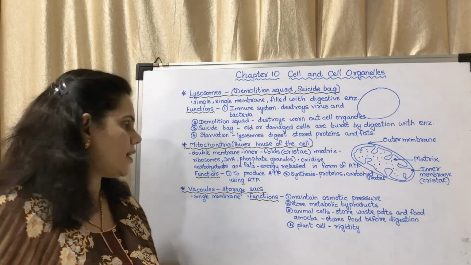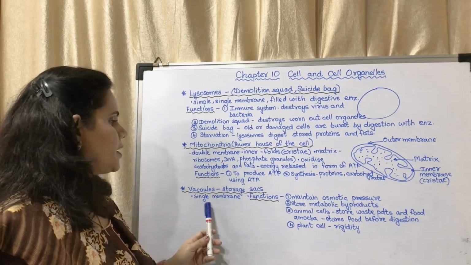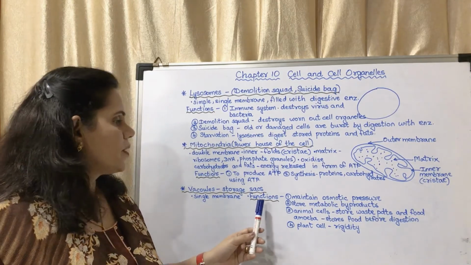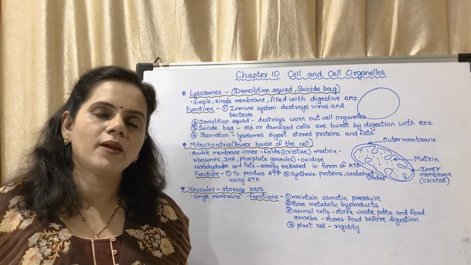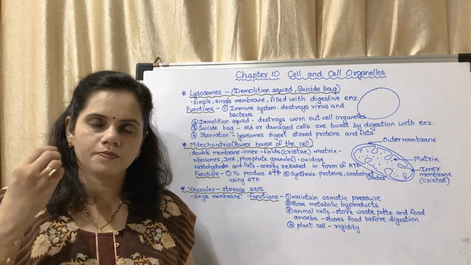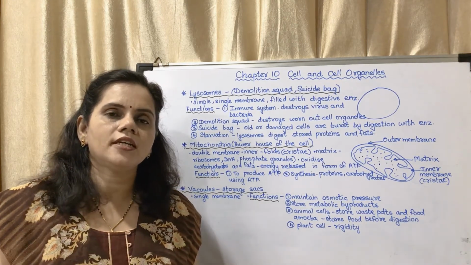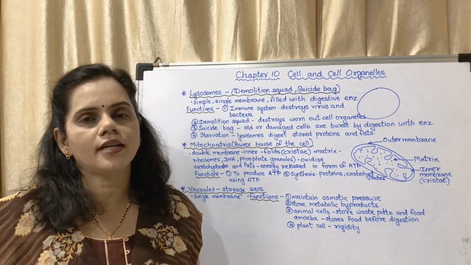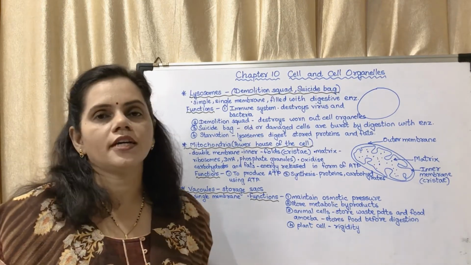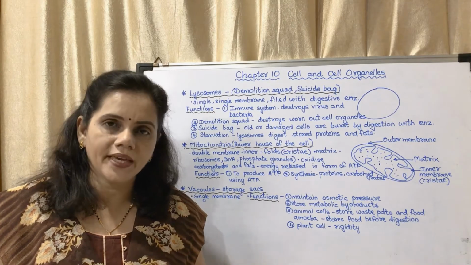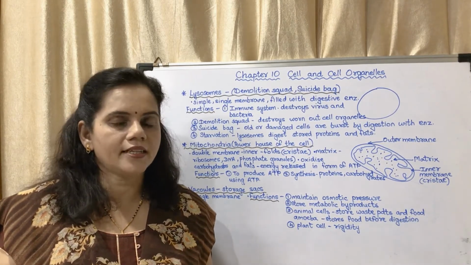Now the next is the vacuole. Vacuole is again single membrane. They are called storage sacs. Functions: it maintains the osmotic pressure. While you drew the plant cell, you might have observed the vacuole in a plant cell is bigger compared to that of animal cells. So it helps to maintain the osmotic pressure. Osmotic pressure means the water concentration inside and outside the cell.